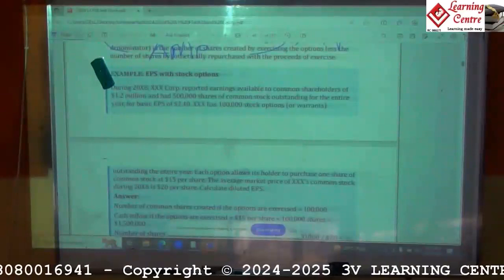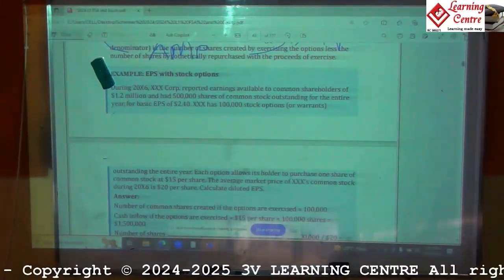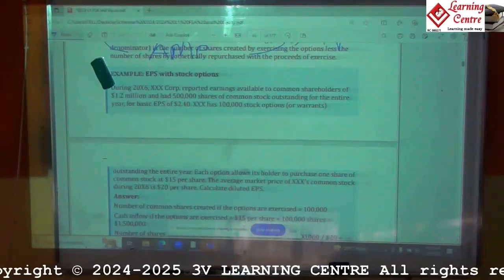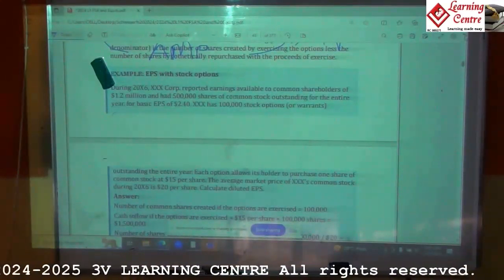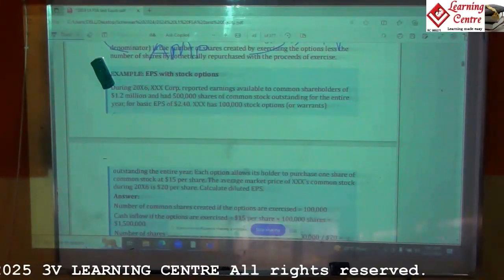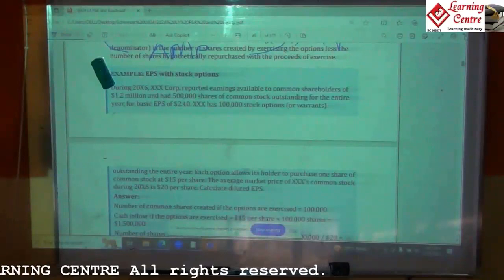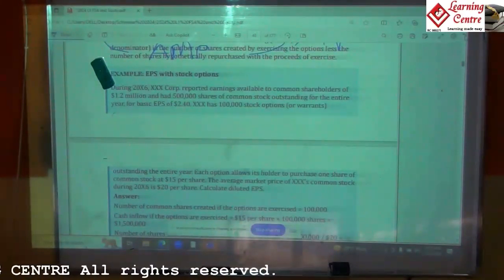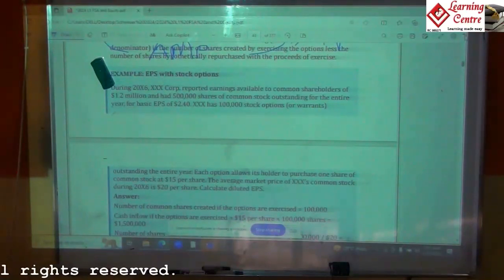Company X has 100 stock options of warrant altogether. The name of the company is X, and it has 100 stock options altogether. So the discount they are giving you is what? 25.